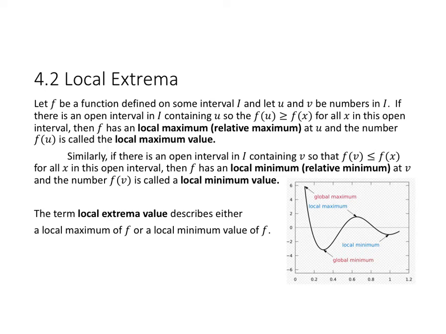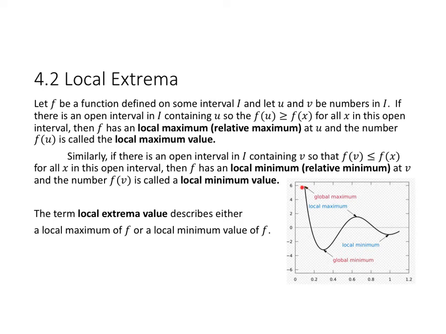Let f be a function defined on some interval I, and let u and v be numbers on I. If there is an open interval in I containing u so that f of u is greater than f of x for all x on this open interval, then f has a local max or relative max at u, and the number f of u is called the local maximum value. Similarly, if there is an open interval containing v so that f of v is less than or equal to f of x for all x on the open interval, then f has a local minimum or relative minimum at v, and the number f of v is called the local minimum value. The term local extreme value describes either a local min or a local max.